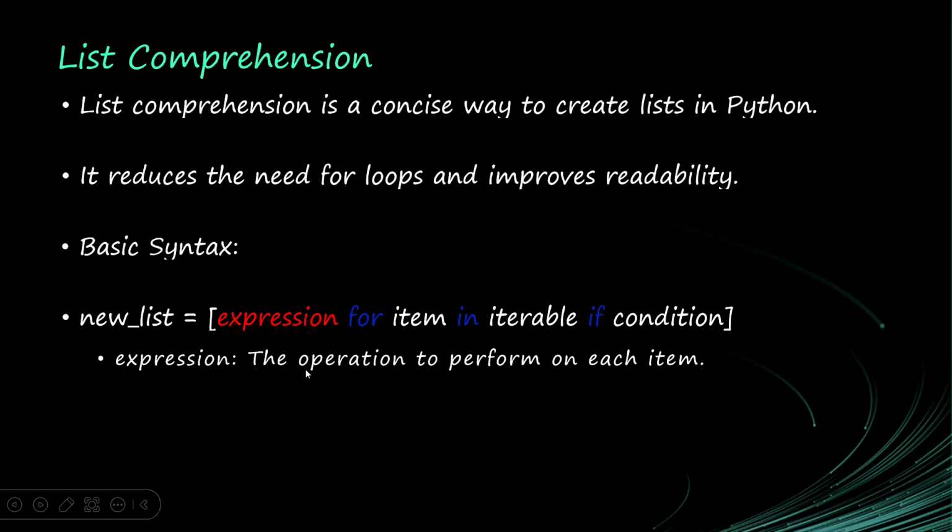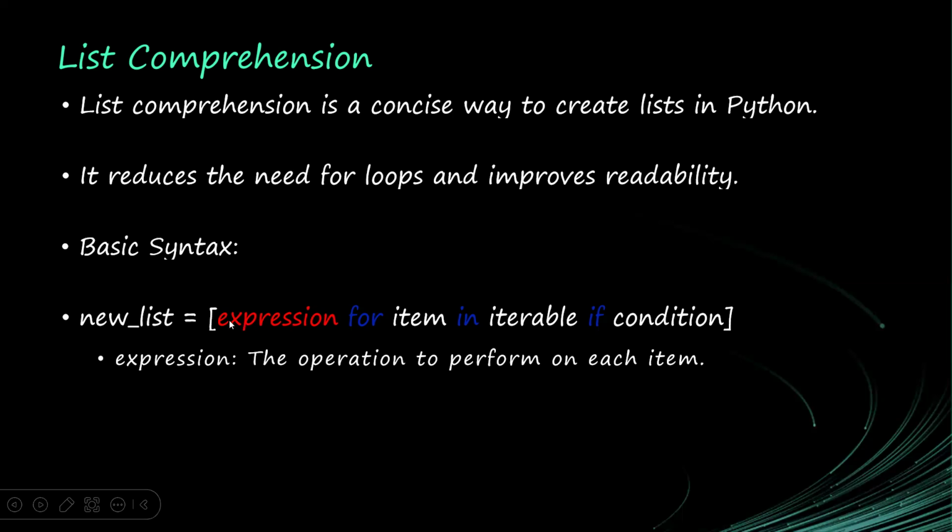Now, the expression is the operation to perform on each item. It could be just the name of the item, or I could actually do an operation. I can say name dot title. I can do anything with it. So the expression could just be the name of the variable of the item we're iterating, or I could do anything with it. So this expression is going to be an operation we perform on each item.